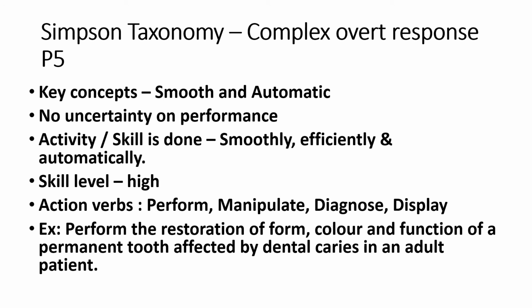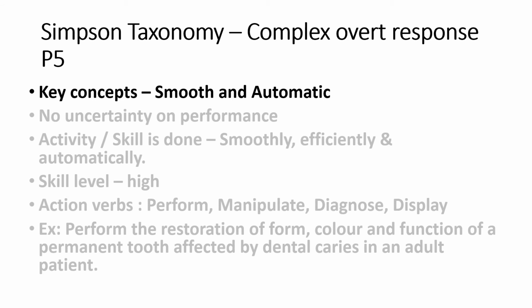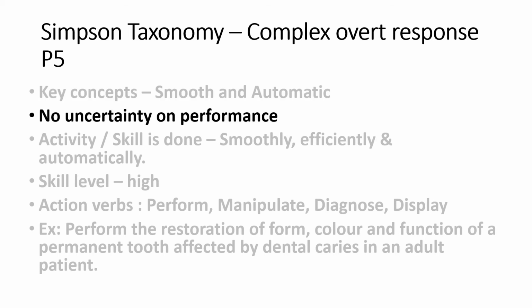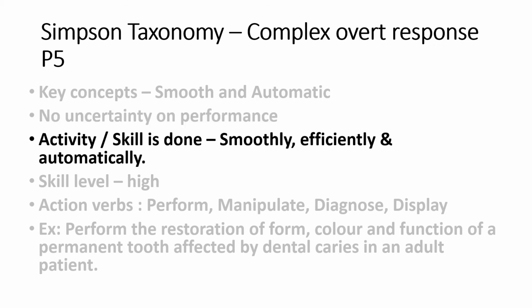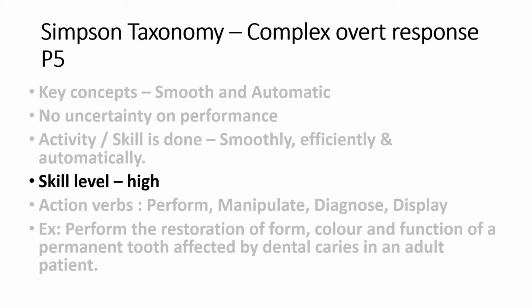P5, complex overt response. The most characteristic feature of this level is the smoothness and automatic nature of execution of the skill. There is no uncertainty or doubt in the mind of the learner on the performance of the skill. The skill is performed optimally or even efficiently and as smooth and automatic as possible. This level can be considered as high skill level.